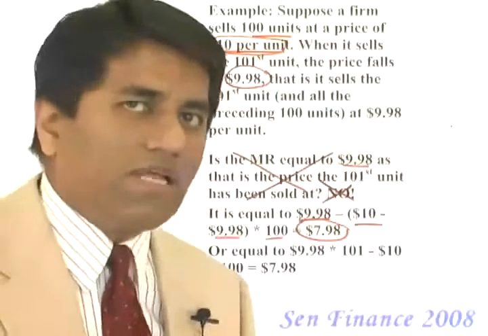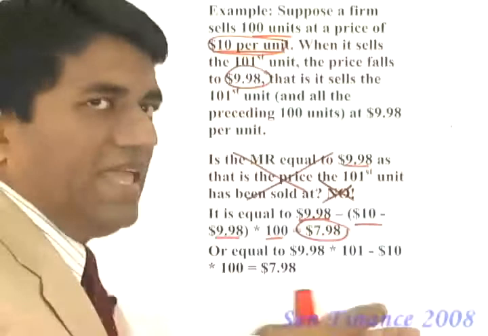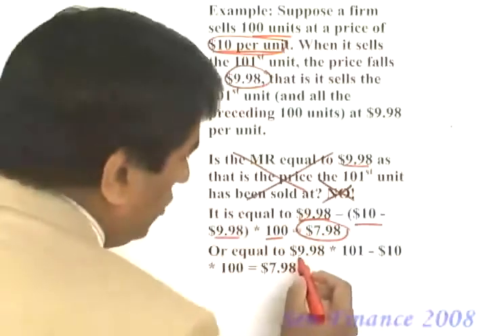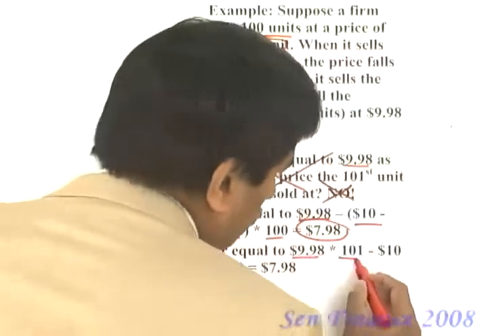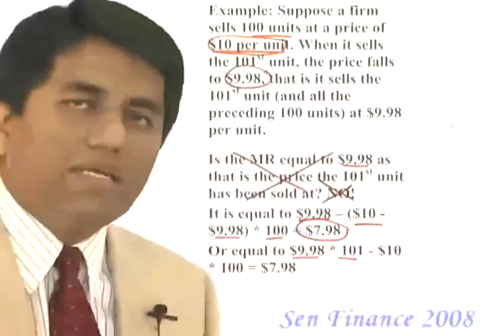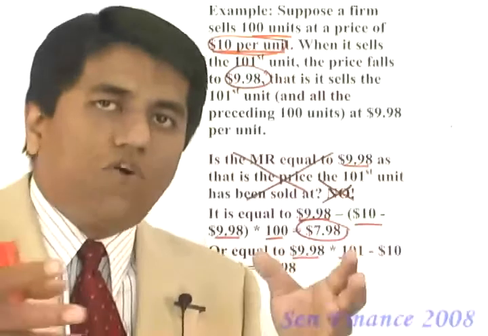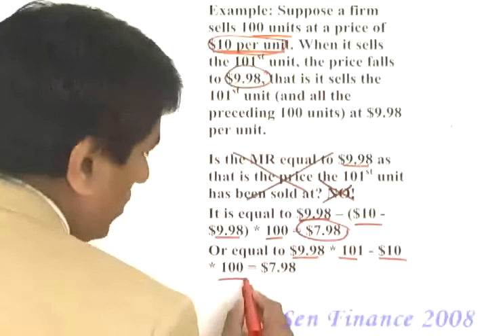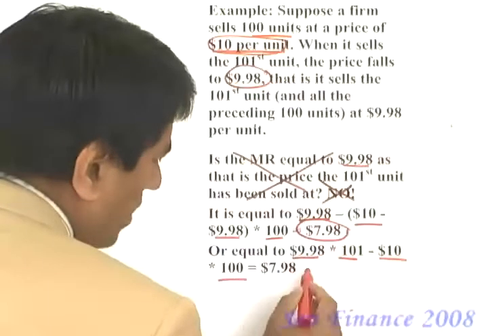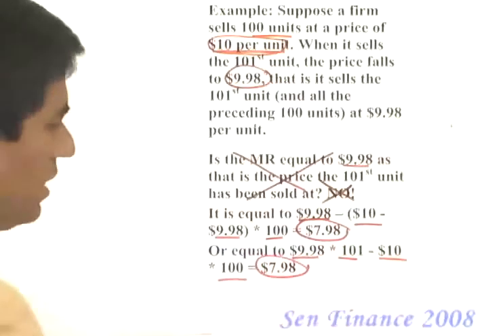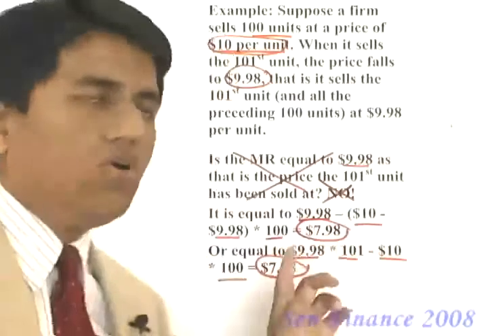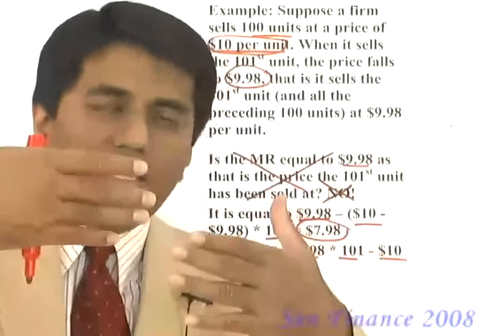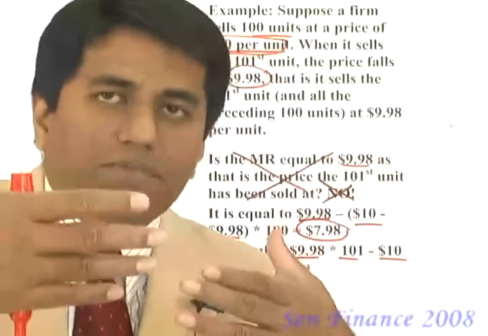Alternatively, you can calculate it by seeing what the total revenue is with 101 units. The total revenue is $9.98 into 101 units minus the total revenue that you had for 100 units, which was $10 per unit into 100 units. And that also works out to $7.98. So the marginal revenue for this firm at the point where it's producing 100 units is $7.98.